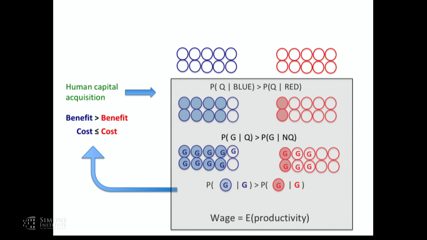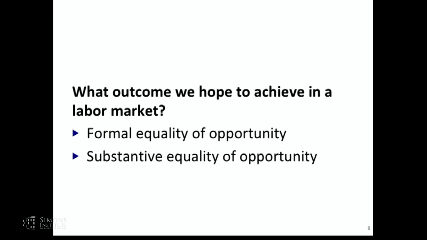So at the individual level, this is not fair. And where I draw the boundary of the model also relates to how we ask the fairness-related questions. So for example, if we think about what outcome we really hope to achieve in a labor market, in general, people will say that it's equality of opportunity.